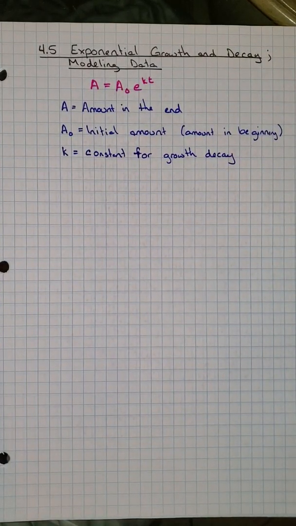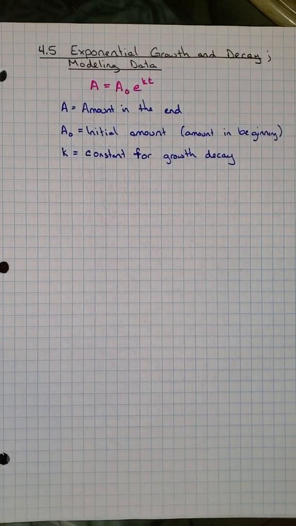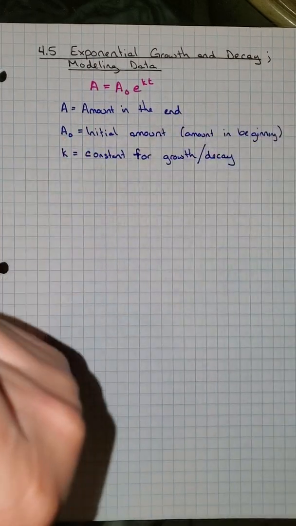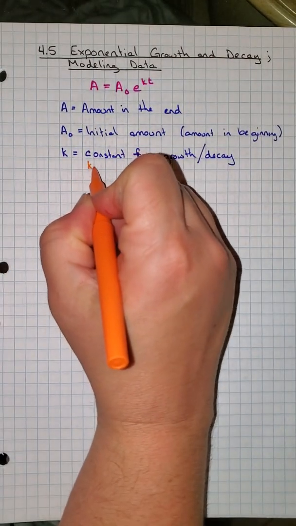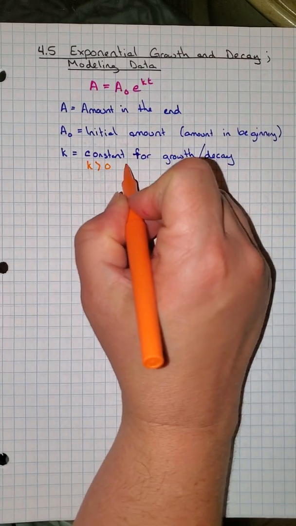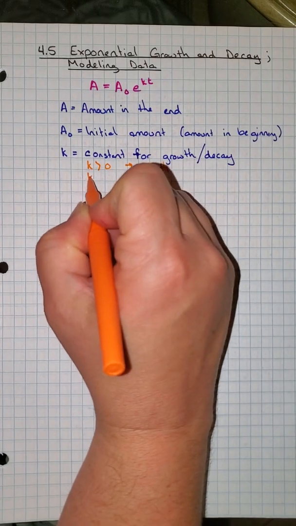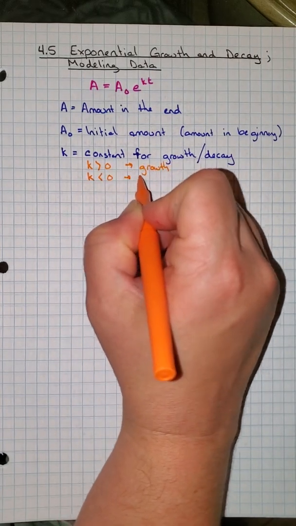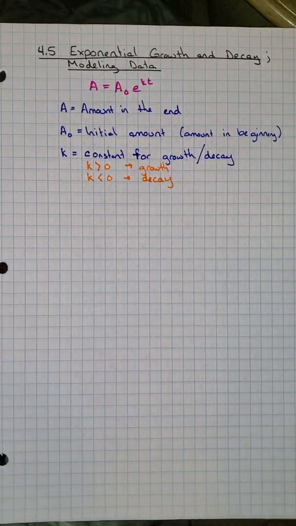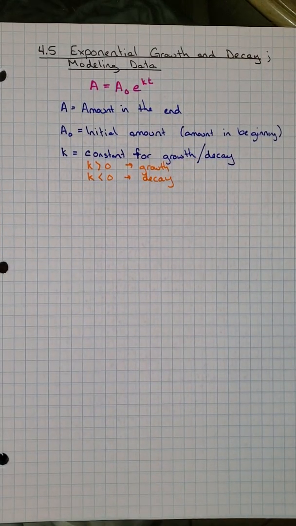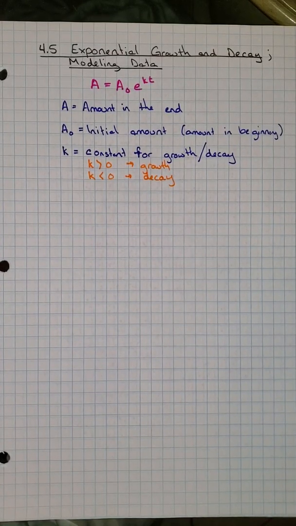Okay, if k is positive, it's growing. Not growth, decay, growth or decay. Alright, if k is positive, k is greater than 0, it's growing. And if k is less than 0 or negative, it's something that's decaying or dying off, there's becoming less of it, whatever the thing may be. And then t is your time.